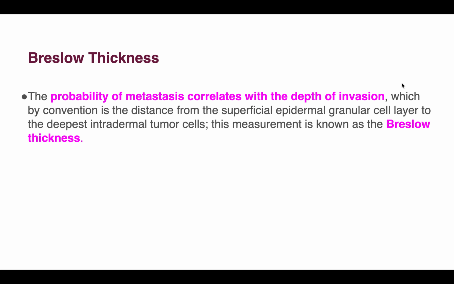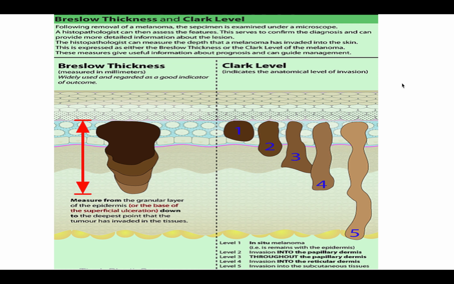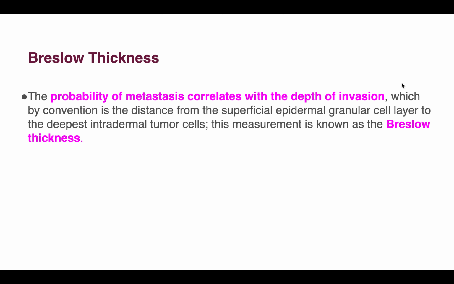For grading of the tumor in melanoma, two classifications are followed: one known as Breslow's thickness and one known as Clark's level. So what is Breslow's thickness? Breslow's thickness is just the tumor size. We measure from the epidermis to the deepest part where the tumor has invaded into the tissue, and its thickness on histology is known as Breslow's thickness.